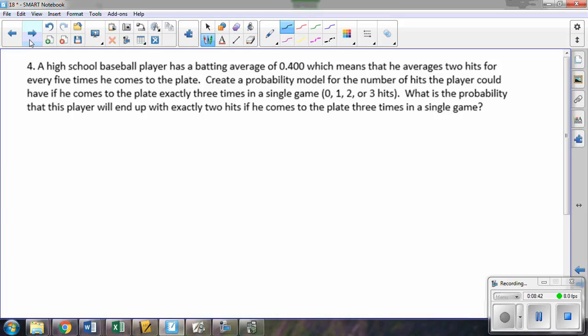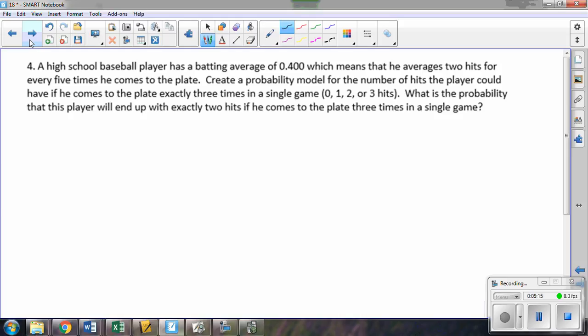Progressing to question number 4. Admittedly, question number 4 is a bit longer. A high school baseball player has a batting average of 400, which means that he averages 2 hits for every 5 times he comes to the plate. Create a probability model for the number of hits the player could have if he comes to the plate exactly 3 times in a single game. So 0, 1, 2, or 3 hits.